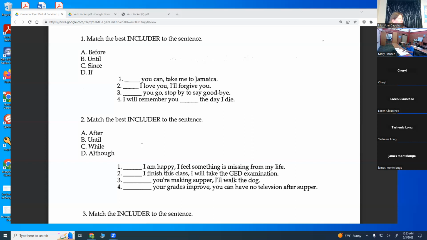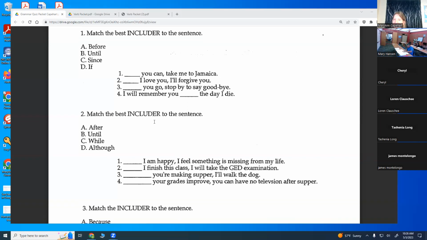So what you do is you don't just guess, you put all the words into that slot. If you can, that's right. Take me to Jamaica. I love you, I'll forgive you. Since I love you, I'll forgive you, good. Okay. Before you go, stop to say goodbye. Pretty much. Yeah.